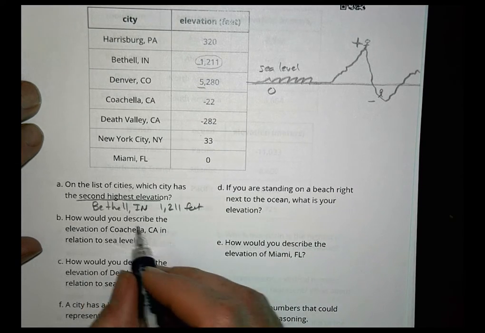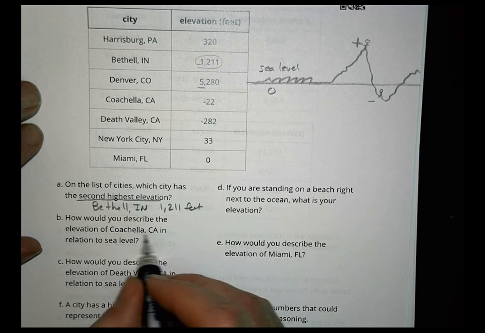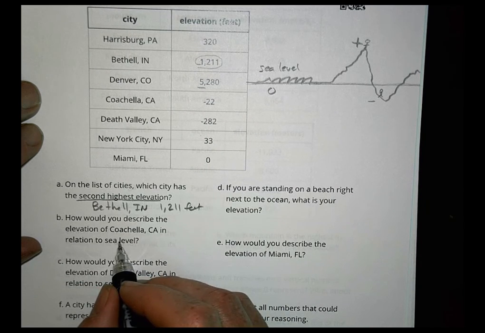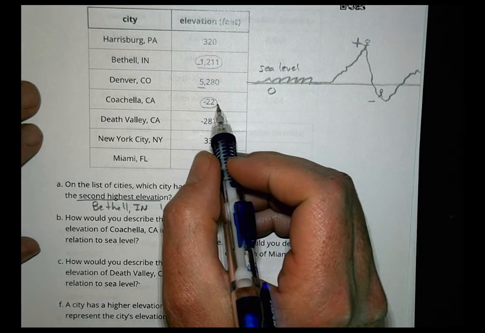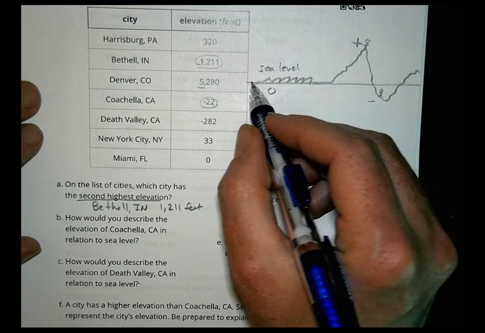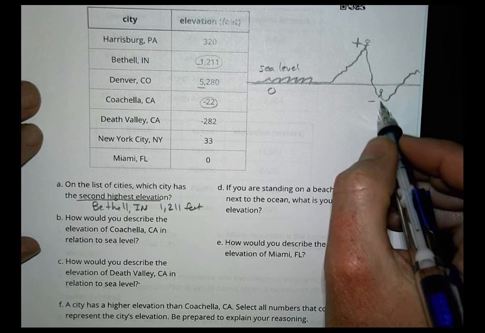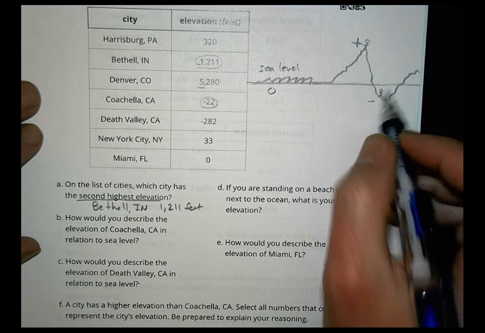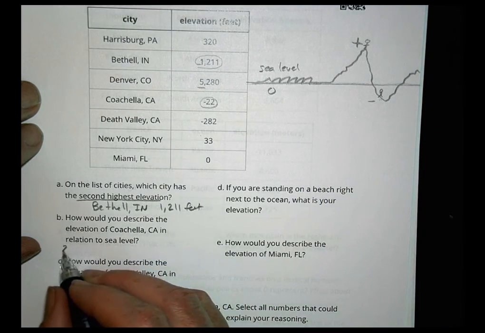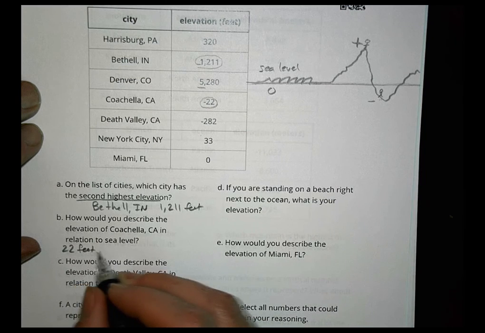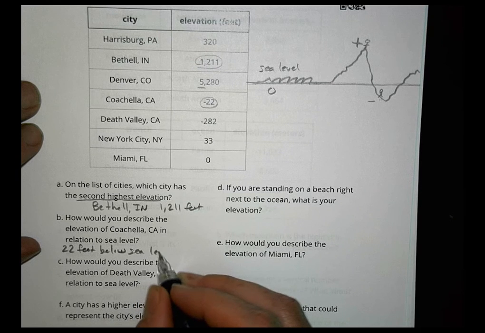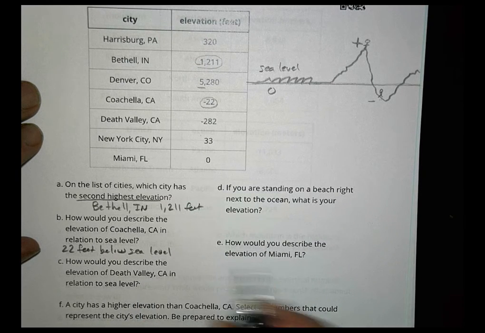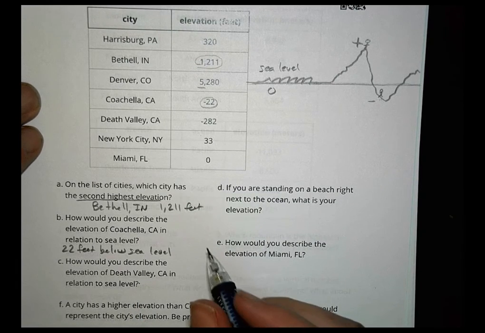How would you describe the elevation of Coachella, California in relation to sea level? Well, Coachella is at -22. So what is that telling us? Sea level is here at 0 and it's down here at -22. So we would say that it is 22 feet below sea level. Okay? 22 feet below sea level.